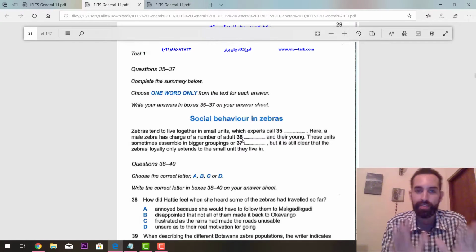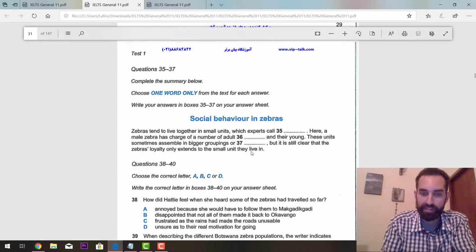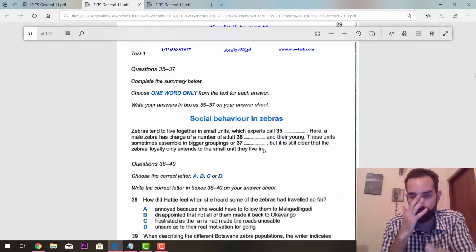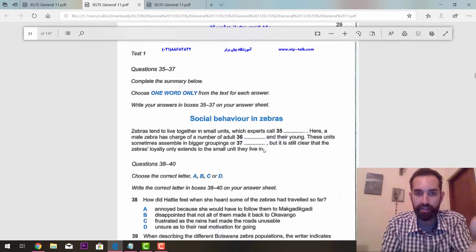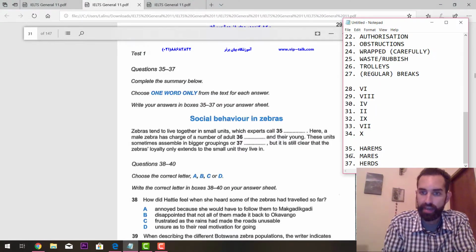It was fairly simple. We just needed to find which section from before, which part of the reading we needed to go over again, and that was section B in this case. So if they do this on another test, it just means you need to go back to the previous reading and find the section that is asking for the words that are missing. These are just one word, which was here, experts call harems, a number of adult mares, in bigger groupings or herds. So that's these answers here, harems, mares, herds.